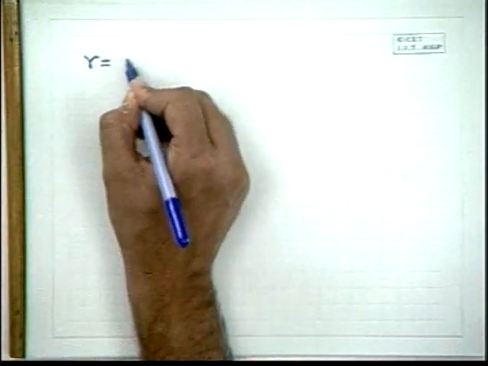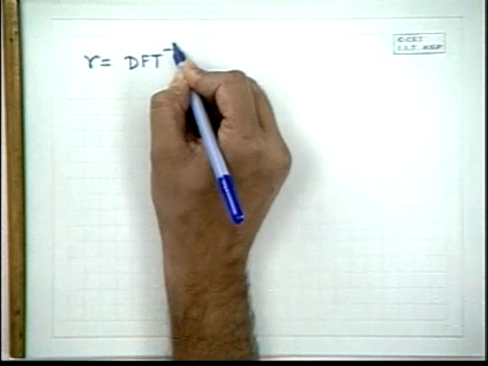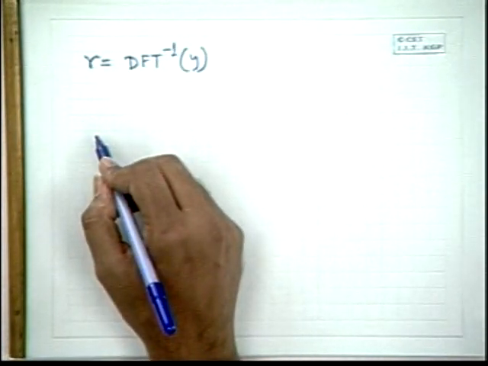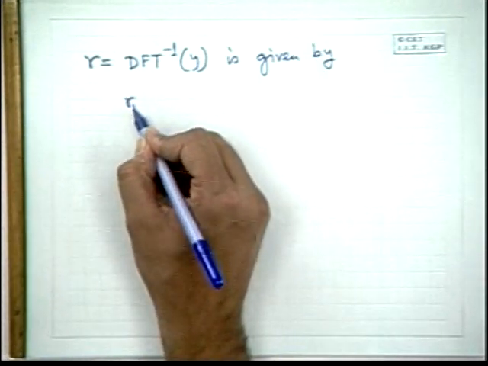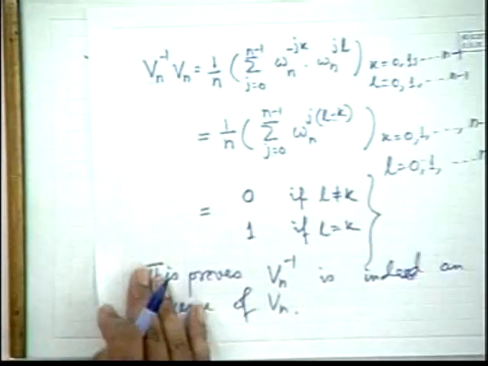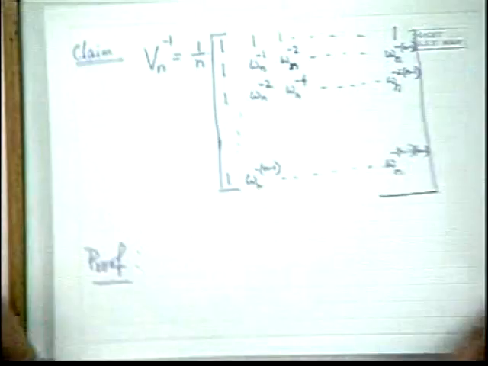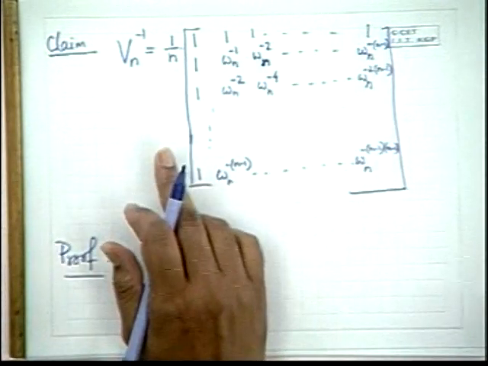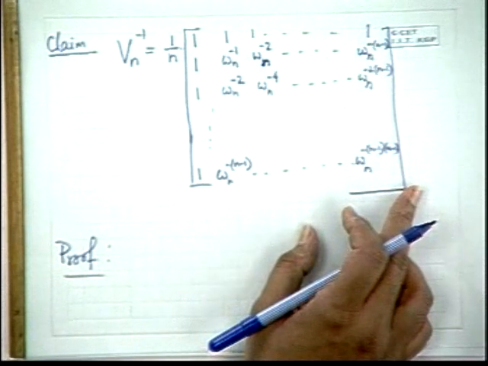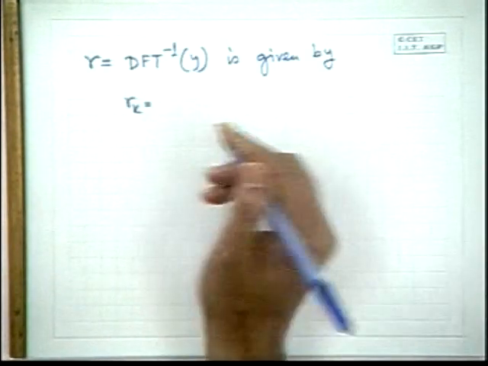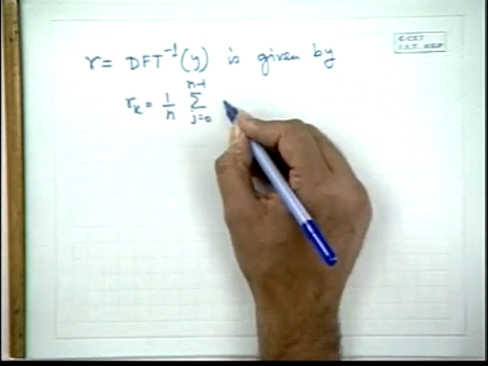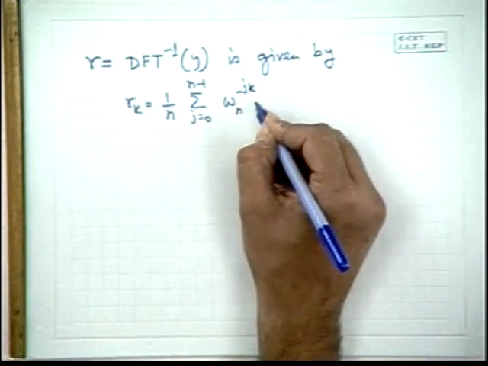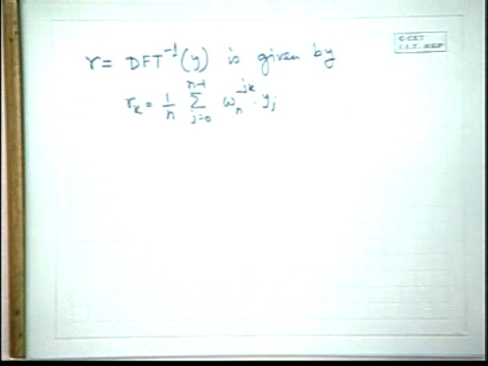Okay, so now we know if r is equal to DFT inverse of y, where rk, we know Vn inverse looks like this, and we know r is equal to Vn inverse times y. So I know rk will look like 1 over n sigma j equal to 0 to n minus 1 of Wn minus jk yj. This will be clear once you write it here.